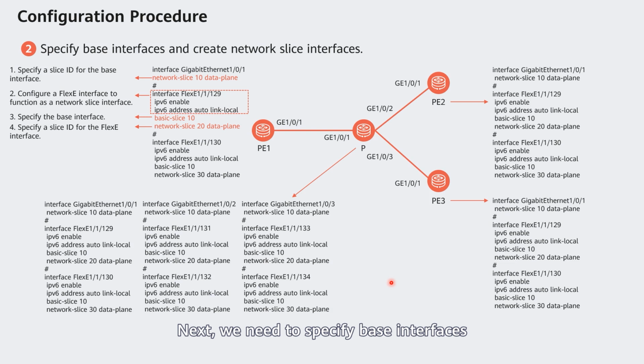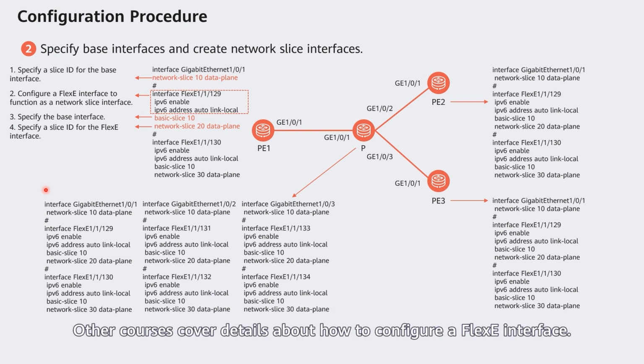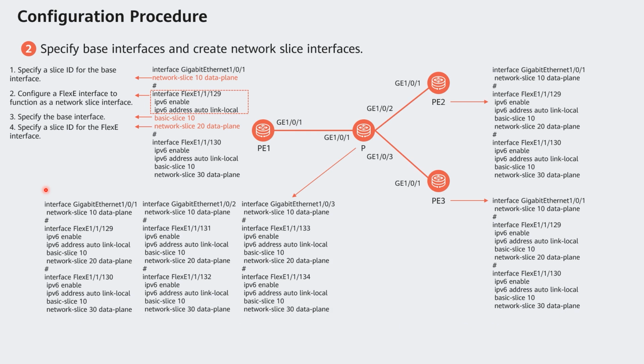Next, we need to specify base interfaces and create network slice interfaces. After a base interface is specified for network slicing, traffic diverted to this interface is forwarded through the corresponding network slice interface based on network slicing requirements. Network slice interfaces include Flex-E interfaces and channelized sub-interfaces. In this example, Flex-E interfaces are used as network slice interfaces. Other courses cover details about how to configure a Flex-E interface. Let's look at the detailed configuration procedure.